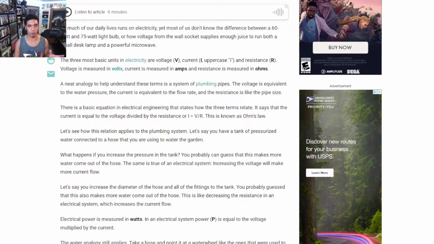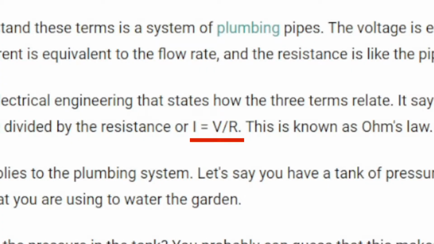The current is equal to the voltage divided by the resistance, or I equals V divided by R. This is known as Ohm's law.